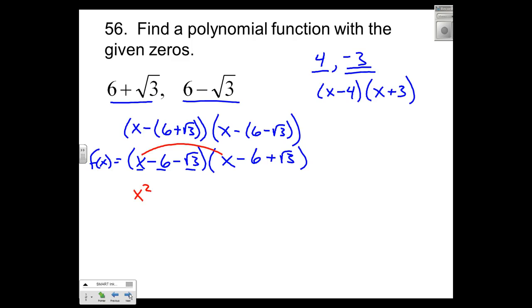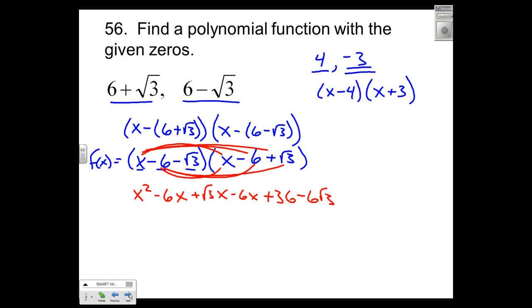I get an x squared minus a 6x plus a root 3x. I'm going to take the negative 6 through. I get minus 6x, I get a plus 36, and I get a minus 6 root 3. And now I'm going to run the negative root 3 through. I get a minus root 3x, a plus 6 root 3, and ultimately a minus root 3 times root 3 is 3, a minus 3.